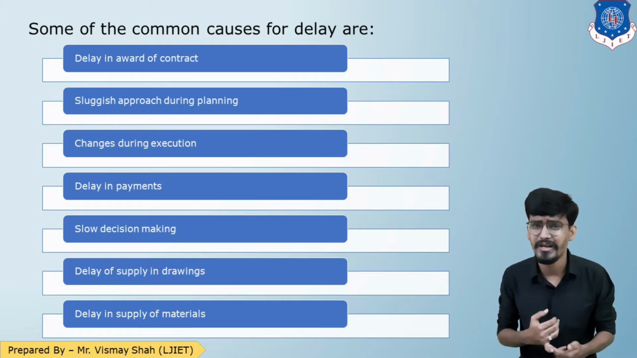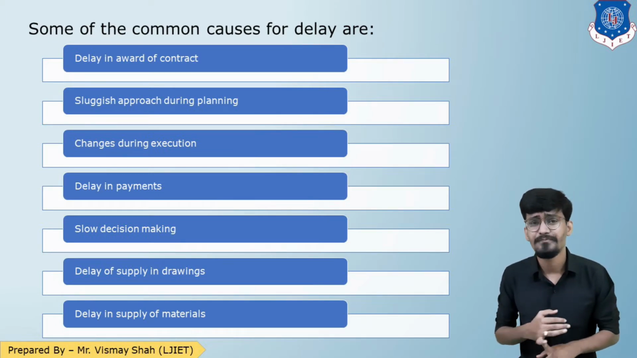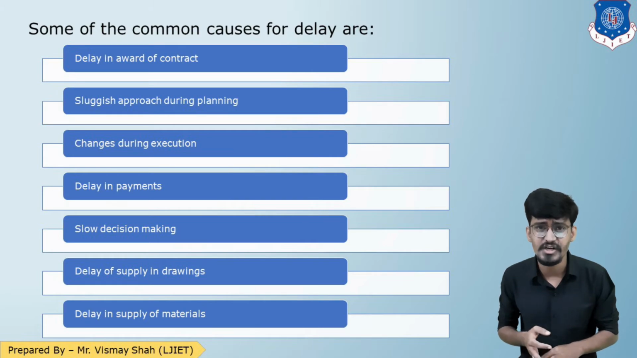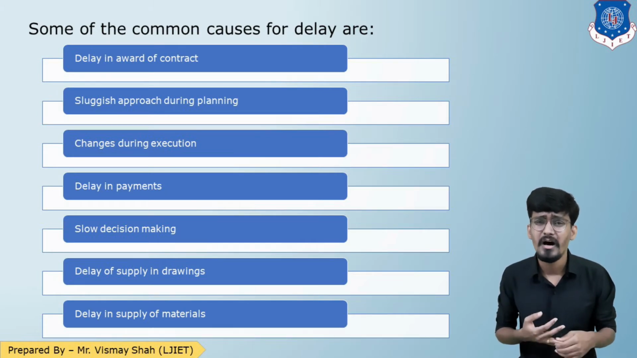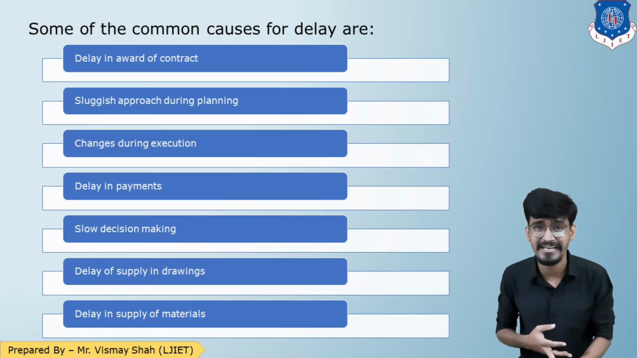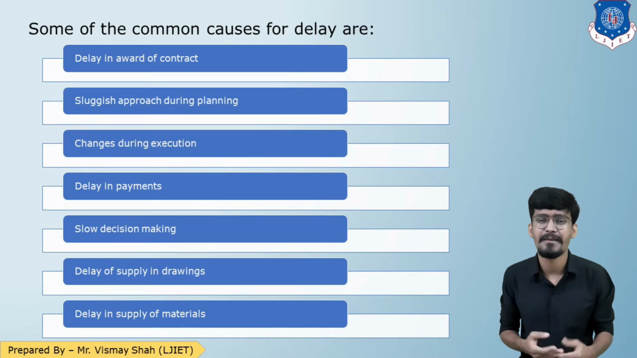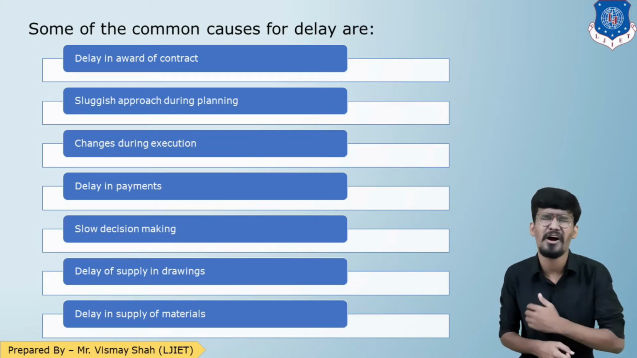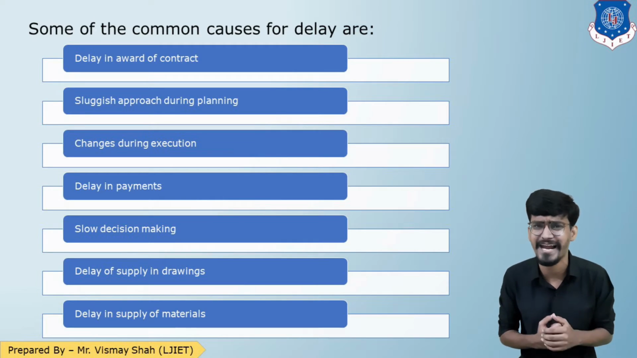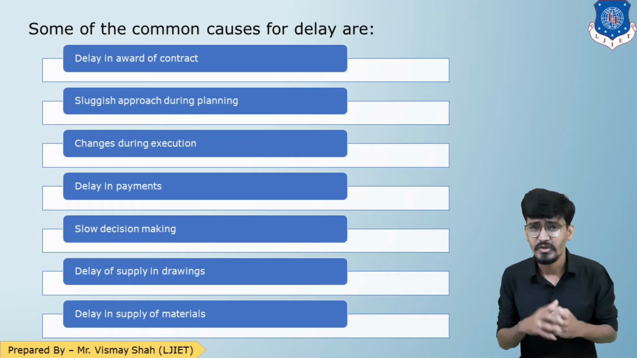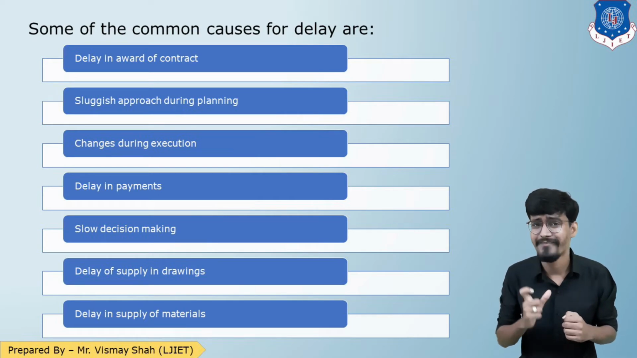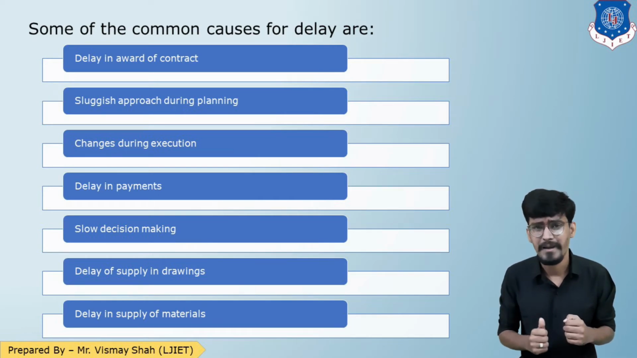Sluggish approach during the planning, then changes during the construction, delay in payments, slow approach in decision making, then delay in supply of materials, and delay in supply of drawings. So these are some of the common reasons for delay. There are hundreds of reasons why a project can get delayed, but I have listed some of the common reasons. So you have to keep this in mind while you are preparing the time plan.